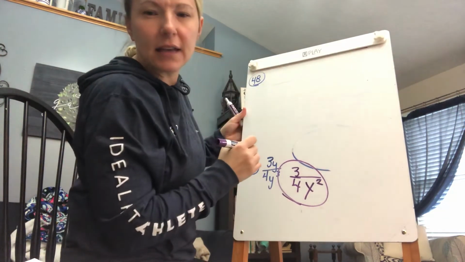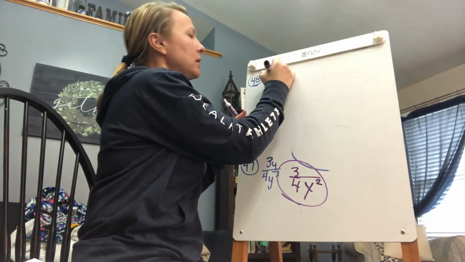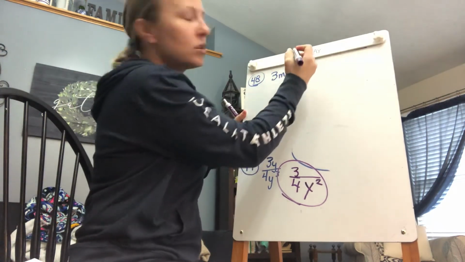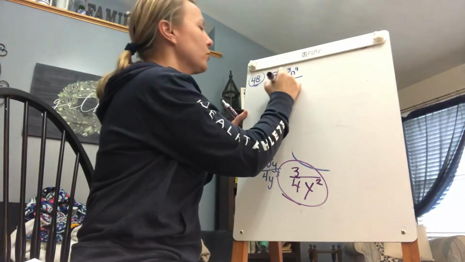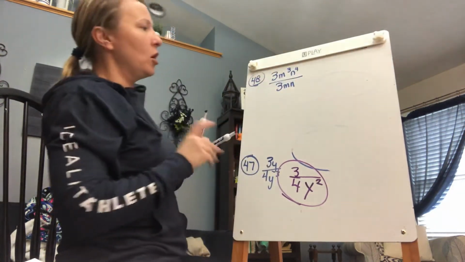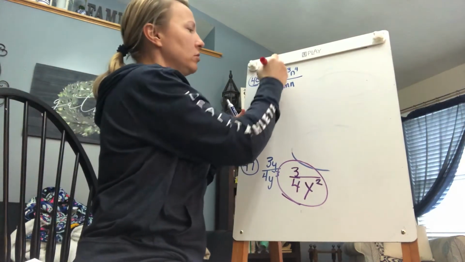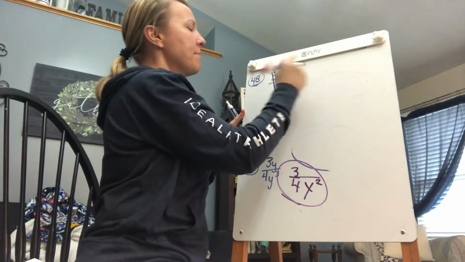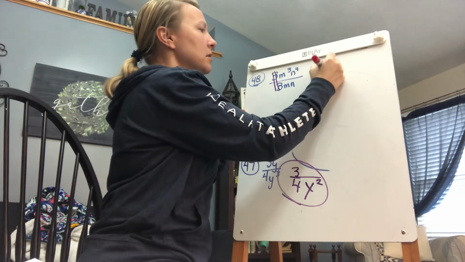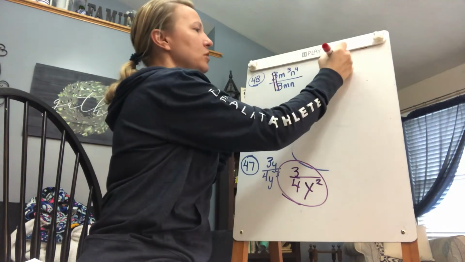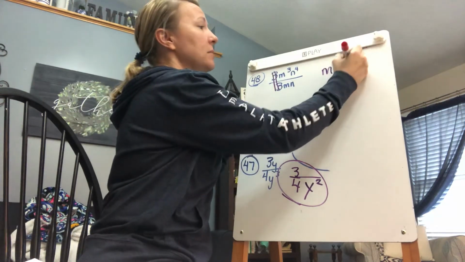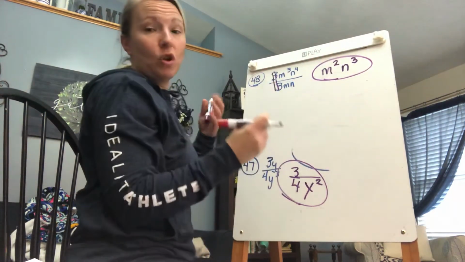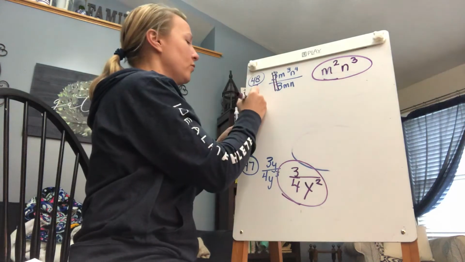48 says 3m to the 3rd n to the 4 over 3mn. So I have 3 and 3 cancel. I have more m's on the top. And so I have 3 take away 1 gives me 2 m's. And then more n's on the top. 4 take away 1 gives me 3 n's. No negatives.